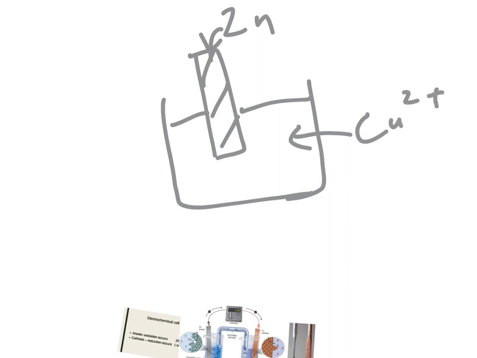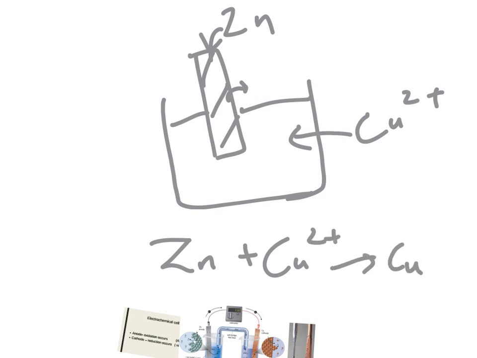Let's say this is the zinc rod in a copper 2 plus solution, right? What happens? As we all know, zinc will release electrons. That means they will undergo oxidation, and copper 2 plus will accept or gain the electrons. So this is the reaction that takes place here. Zinc plus copper 2 plus will give copper solid plus zinc 2 plus, right? So here they will release heat energy.